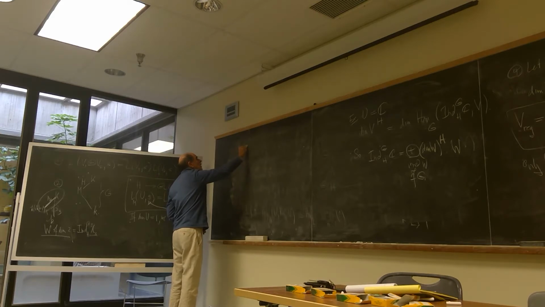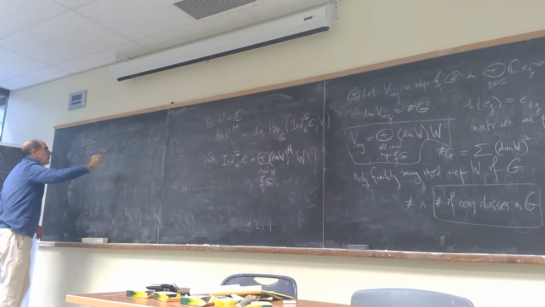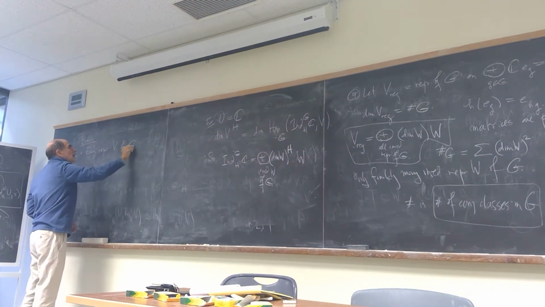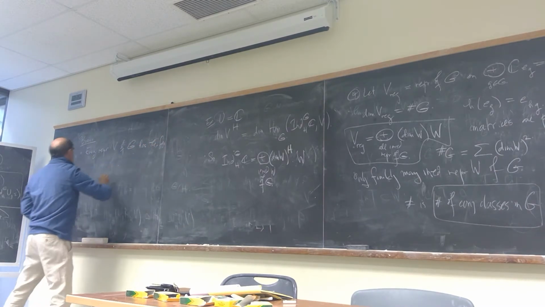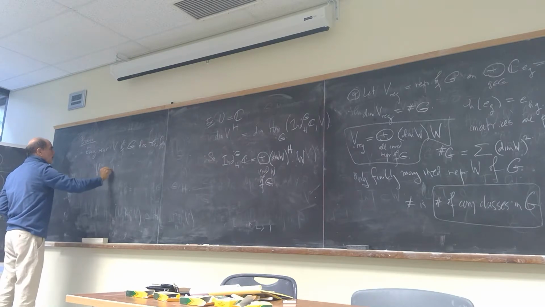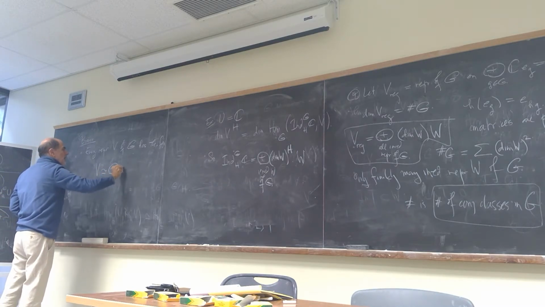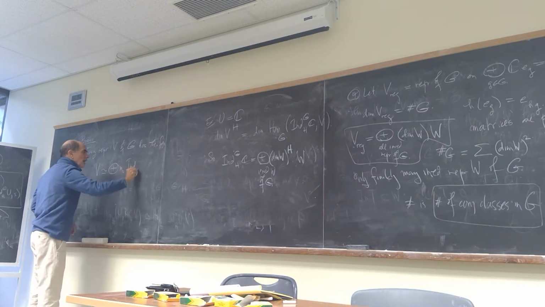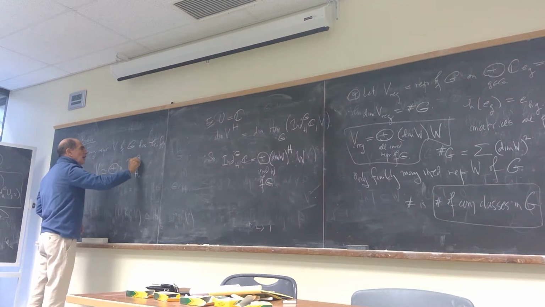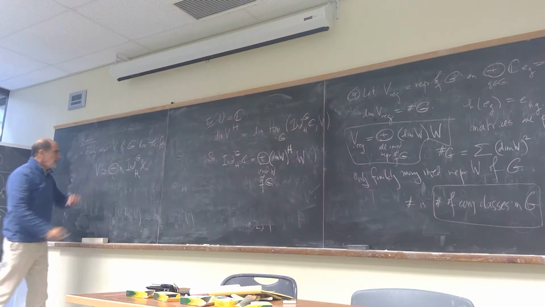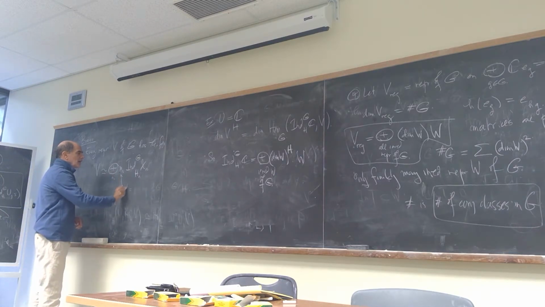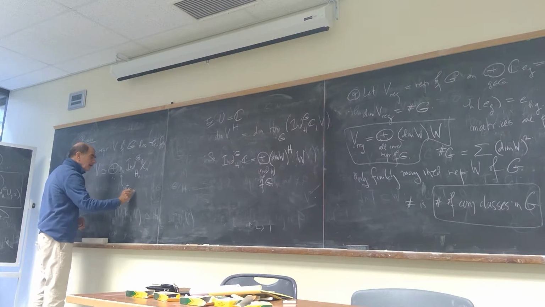What Brauer proved is that every irreducible representation V of G has the form V isomorphic to the direct sum of m_i times the induced representation from H_i to G of chi_i, for one-dimensional representations chi_i, where the m_i are integers, but not necessarily positive integers.